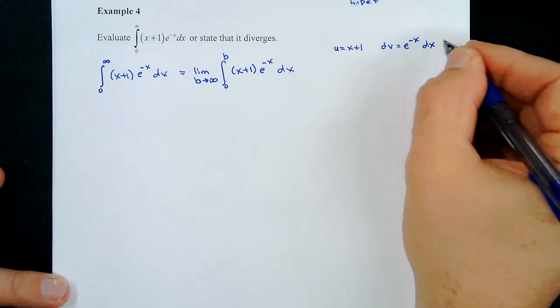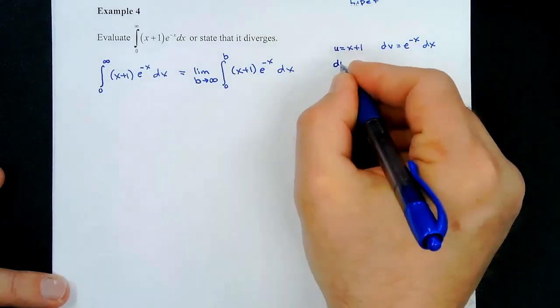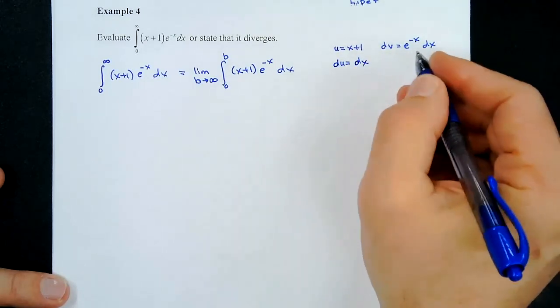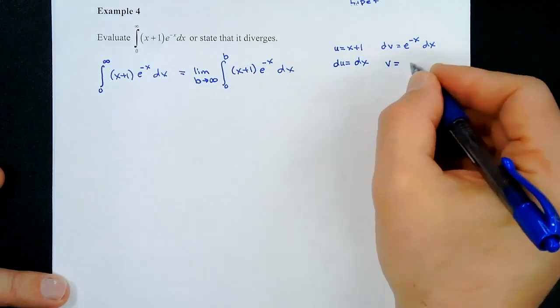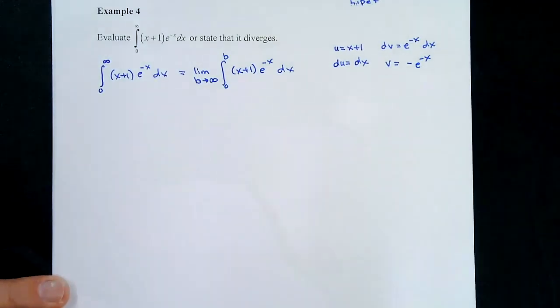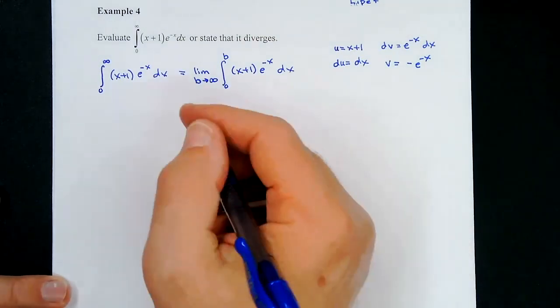and then dx, and then du is going to be the derivative of this. So that would be dx. And v is the integral of this, right? So that would be negative e to the negative x. Now it's ultraviolet voodoo, right? If you remember me saying that.